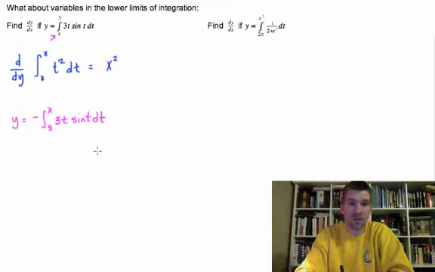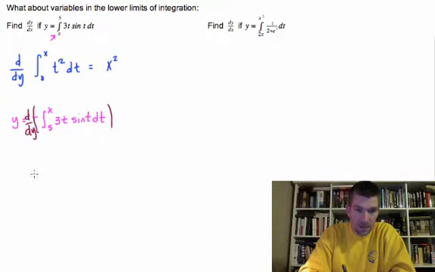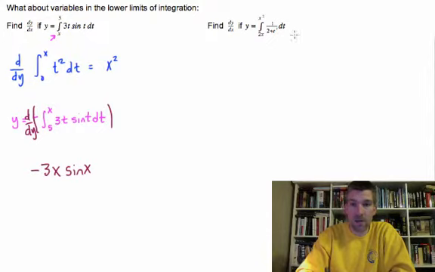Now we can just use the fundamental theorem just like we've seen in the past couple of slides. We're just going to apply the whole derivative rule. So if I take the derivative of that whole thing, what we end up with is negative 3x sine x. And that's all there is to it. It's pretty user friendly.